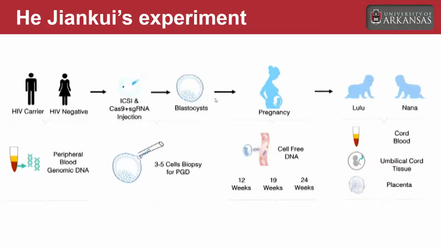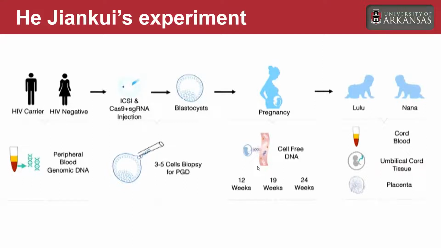So in the test tube, they picked off a few cells for pre-implantation genetic diagnosis. That is where you can pick off a few cells and screen them to see what their DNA sequence is. This is commonly used in in vitro fertilization to eliminate risks of genetic diseases.